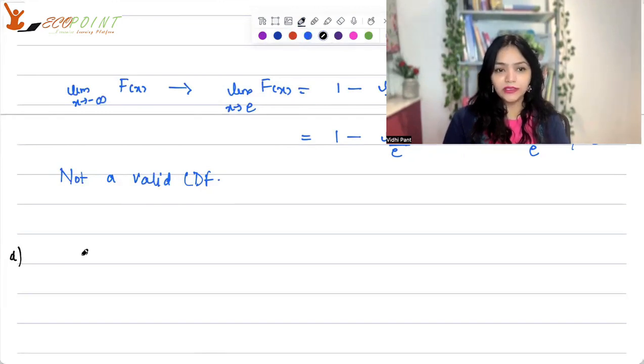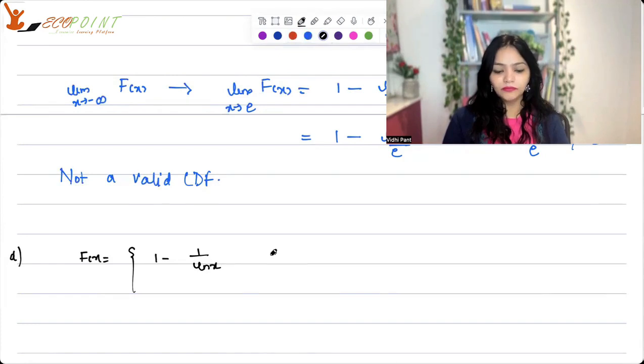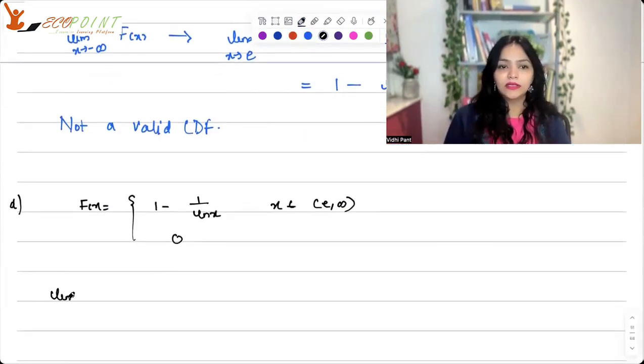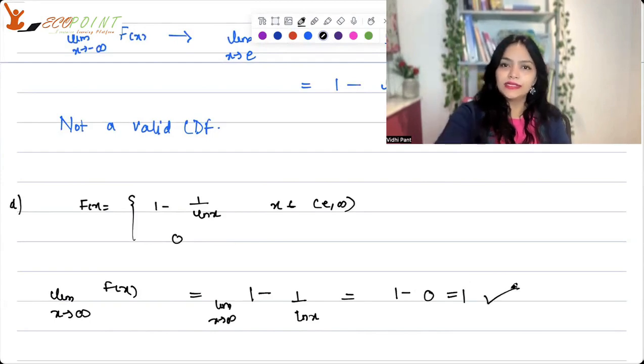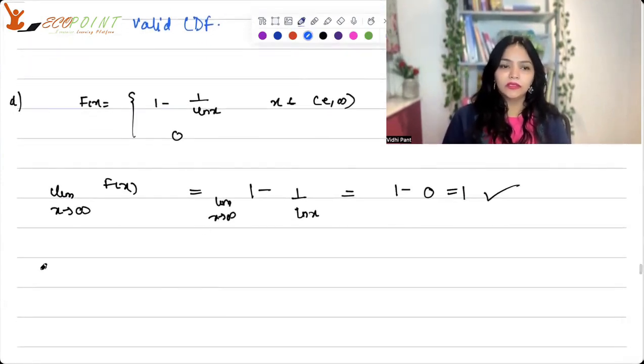हमारा function उन्होंने दिया है f(x) is 1 minus 1 upon log x as x belongs to e to infinity, and it's 0 otherwise. So let's check limit as x tends to infinity f(x). This is 1 minus 1 upon, well, limit x tends to infinity of this expression. Log infinity is infinity. So this is 1 minus 0, that is 1. So this is getting satisfied. What about the other one?